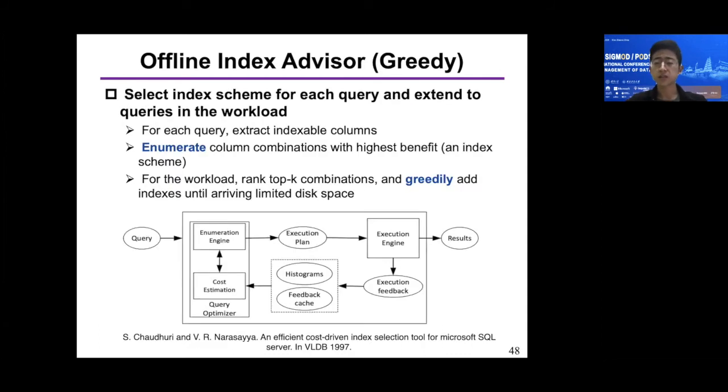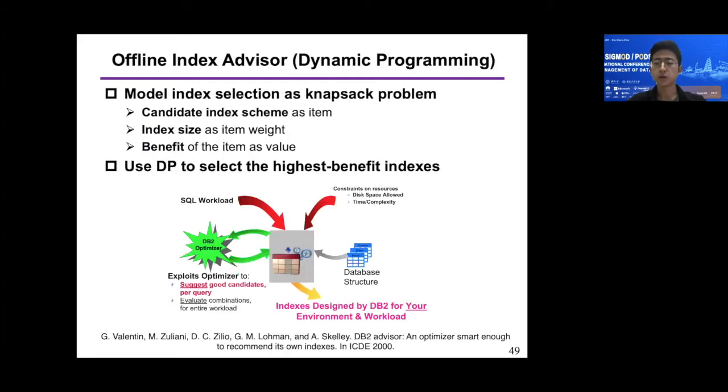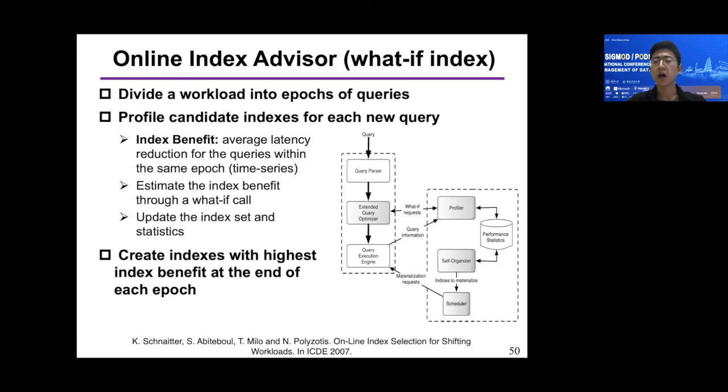We have divided existing index selection methods into offline index selection and online index selection. First is offline index selection. The basic method is AutoAdmin. For each query, it extracts the indexable columns and enumerates the column combinations with the highest index benefit. For all the queries in the workload, it picks the top K combinations and greedily adds indexes until arriving at the limited disk space. Another similar method models the index selection as a knapsack problem and uses dynamic programming to select the highest benefit index combinations.